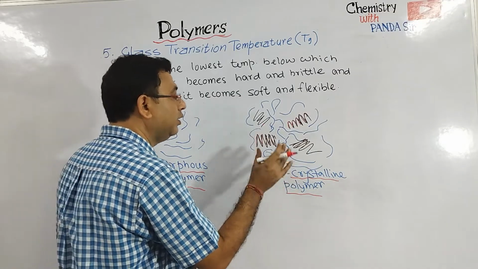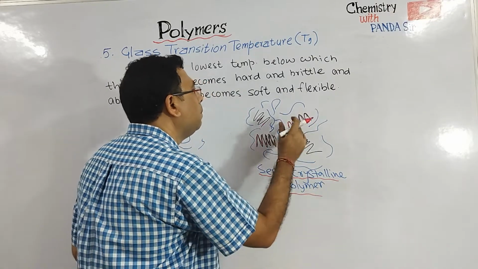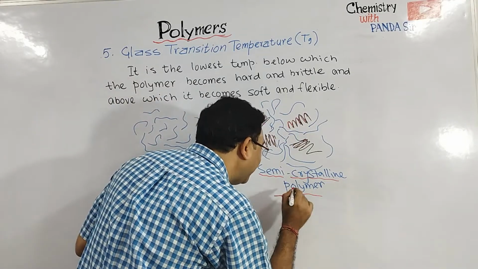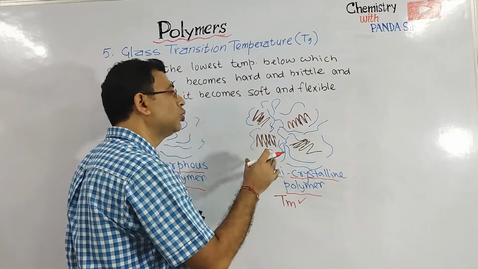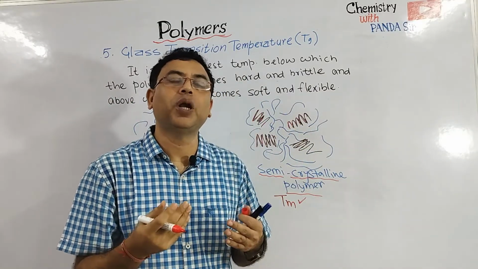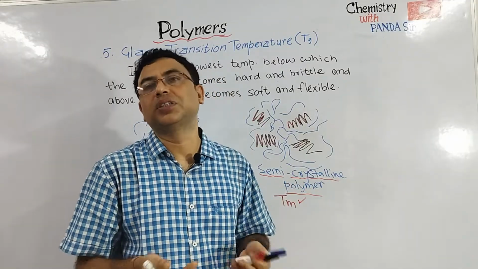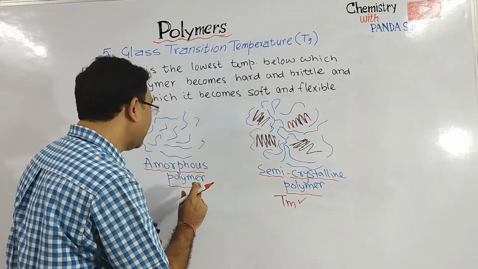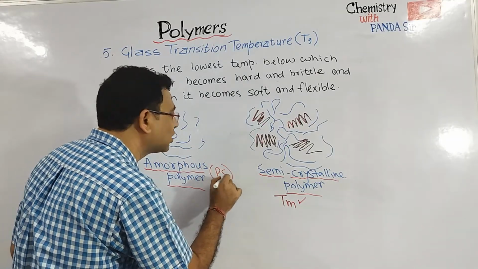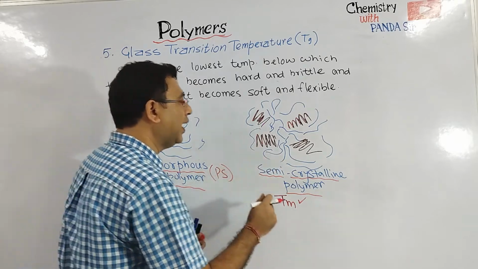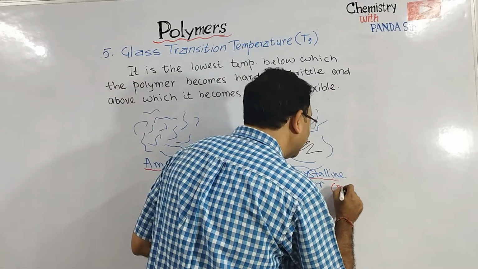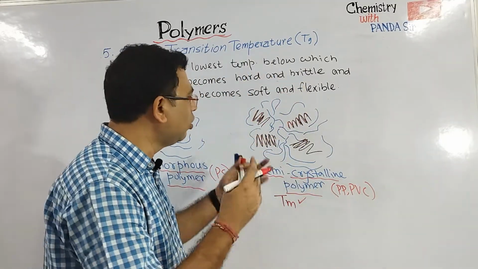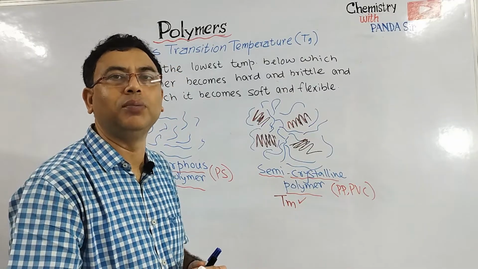But if you see the semi-crystalline polymers, because of this crystalline nature, they give you the melting point, and also they give you better engineering property in terms of strength and thermal stability. So these are the semi-crystalline and the amorphous polymers. Examples of amorphous polymers are polystyrene or thermocol. On the other hand, semi-crystalline polymers are PP, PVC, like polypropylene, polyvinyl chloride. They all are examples of semi-crystalline polymers.